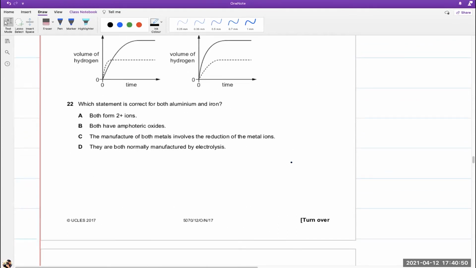Which statement is correct for both aluminium and iron? Okay. Both form positive two ions. Yeah, they do. Aluminium forms positive two, right, and iron also forms positive two. That's how it is.